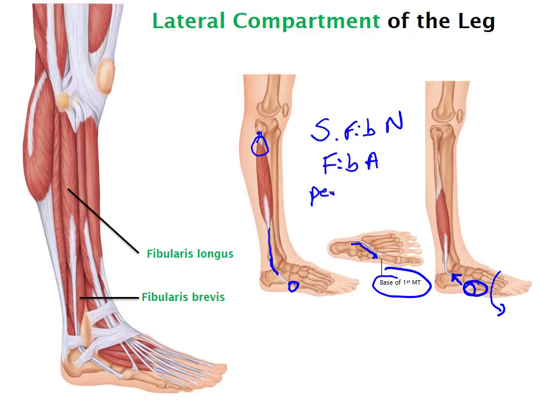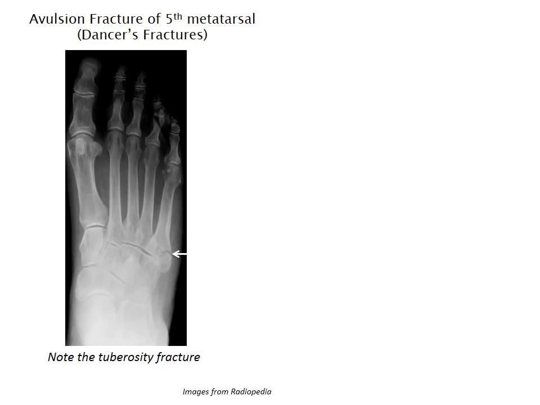Please note that these are perforating branches, and we'll discuss more about that in a minute. On the left is a good example of a plain film radiograph of an avulsion fracture. Note the fractures occurring at the tuberosity itself, where the brevis is attaching. The avulsion fracture is also called a dancer's fracture and occurs when dancers are plantar flexed and then they passively invert, calling upon their fibularis brevis to eccentrically control the fast inversion movement.